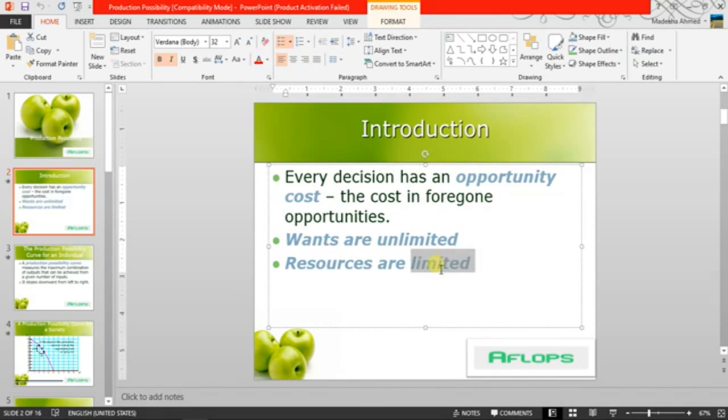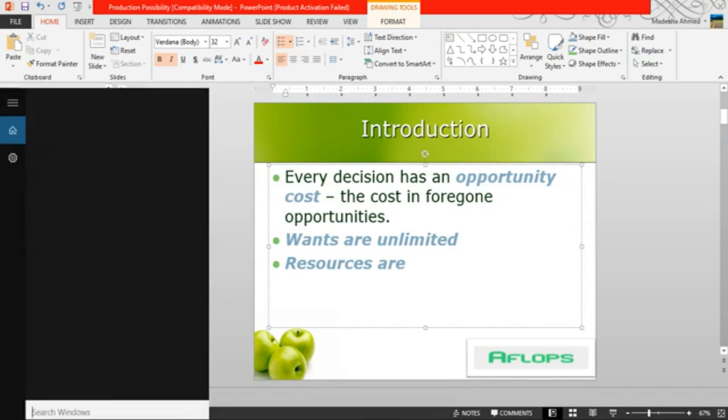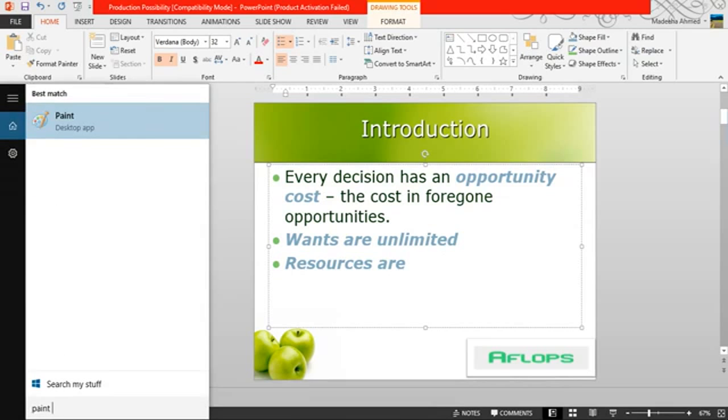In order to attain this, they have to prioritize their wants and forego some of these wants and attain some others. The concept of foregoing some alternatives in order to attain what you like the most is referred to as the concept of opportunity cost, which is the underlying principle of production possibility curve as well. In order to explain the concept of opportunity cost in detail, I'll be using one example.